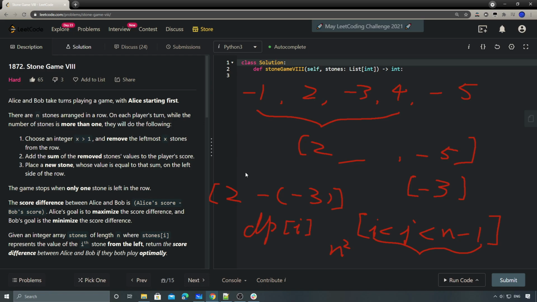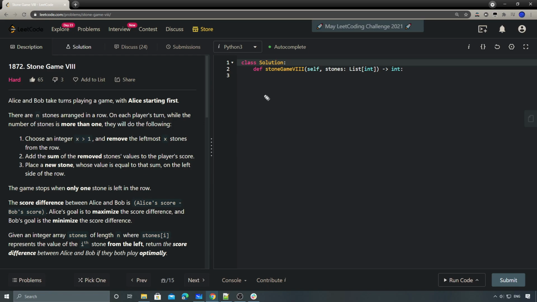So basically the tricky part is that this one, I don't know if you can call it a greedy or something, but instead of trying all the possible J's here, what we can do is like this. Let's say we have a DPI, right? So for DPI here, basically we're sitting on the ith number, right?